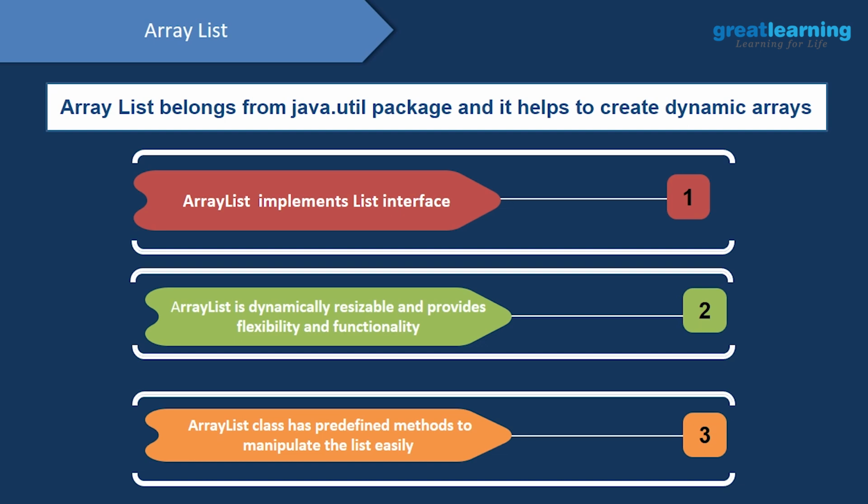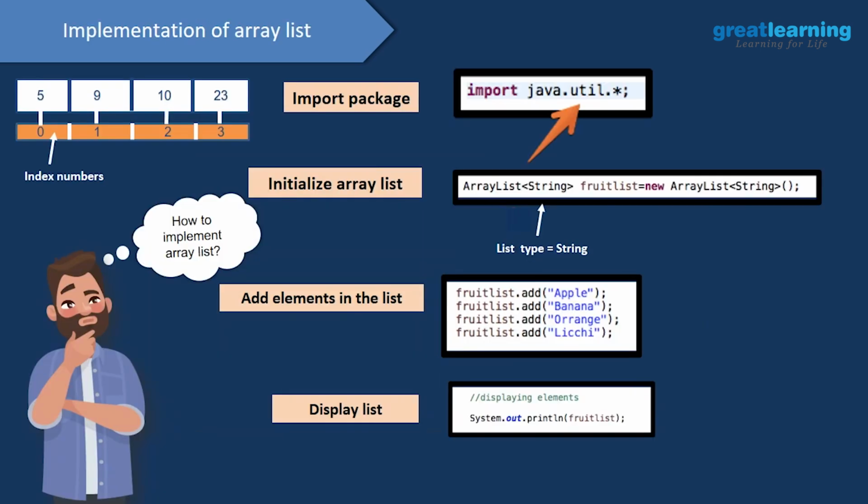ArrayList implements the List interface, which is under collection. ArrayList is dynamically resizable and provides flexibility and functionality. If you want to add a new element to your ArrayList, you can directly use the .add method. I will show you how to do that. It's dynamically resizable, so it does not slow down your program. It's very flexible when you use ArrayList. And then comes the functionality. It has so many functions. The ArrayList class has predefined methods to manipulate the list easily. So this is about ArrayList.